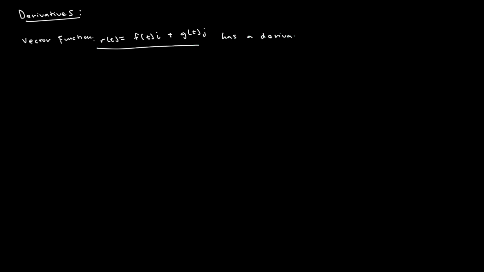The next thing we covered in calculus was derivatives, right? So how do we define derivatives of a vector? Given a vector function r of t is equal to f of t times i, as we have seen before, plus g of t times j, this function has a derivative at t, which is the same thing as saying it's differentiable at t, if f and g have derivatives at t.